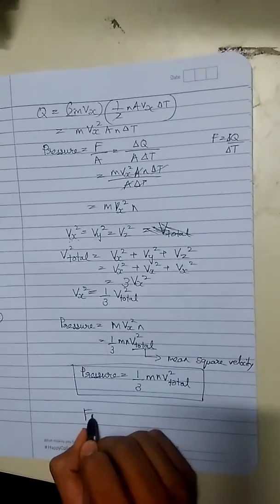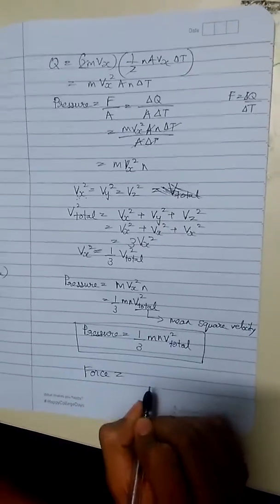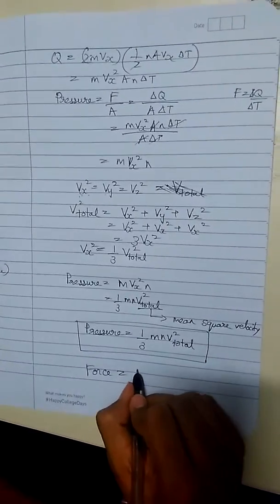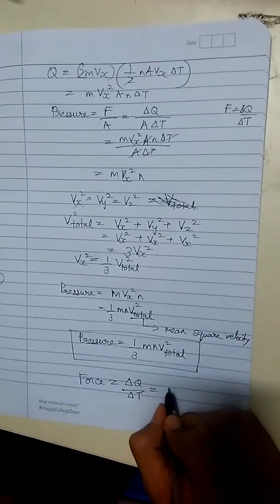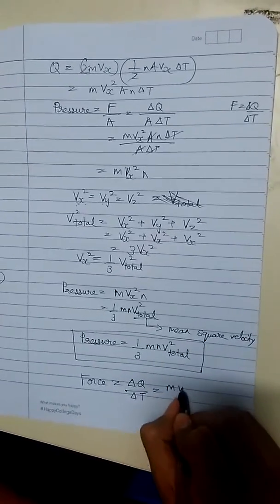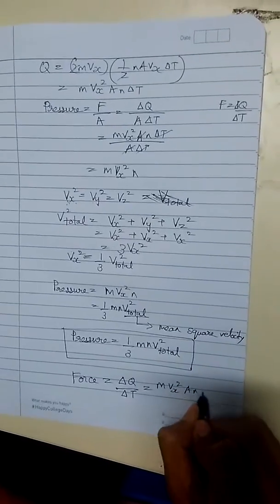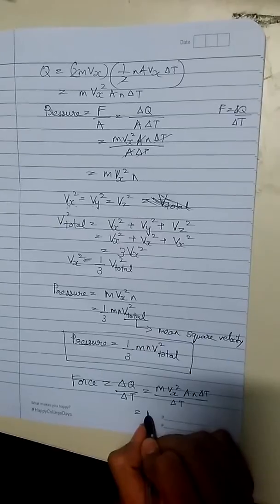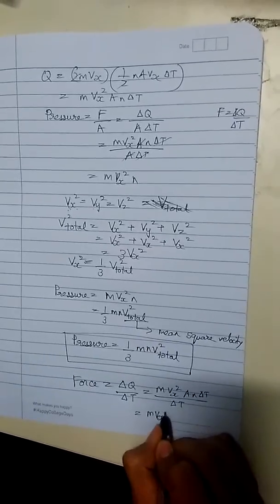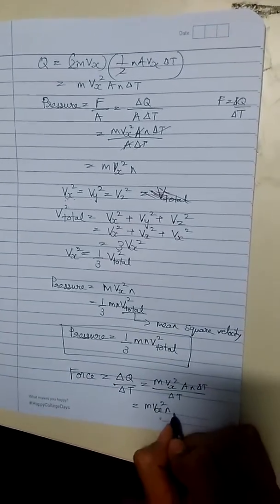and the force is delta Q by delta t, or m vx square A n delta t by delta t, that is equal to m vx square n into A.